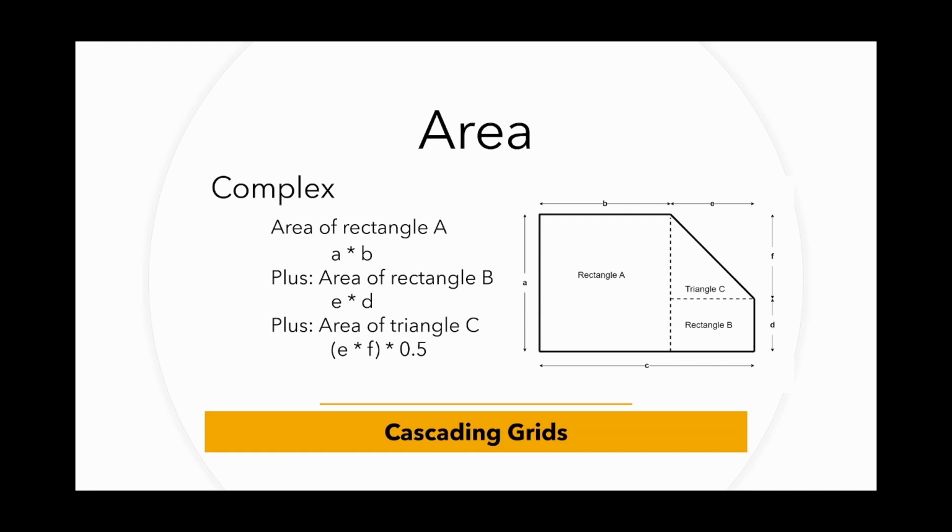The gross area of the wall is therefore the area of rectangle A times B, plus the area of rectangle B, E times D, plus the area of the triangle C, E times F times a half. As an alternative, I could have calculated the area of the equivalent simple wall, A times B, and subtracted the area of the missing triangle, but I decided to go with the first option.